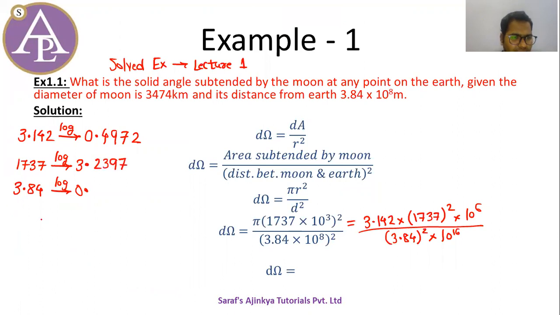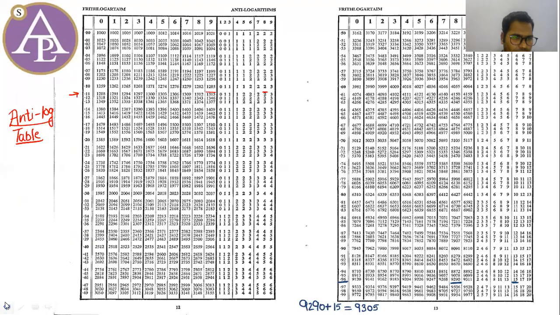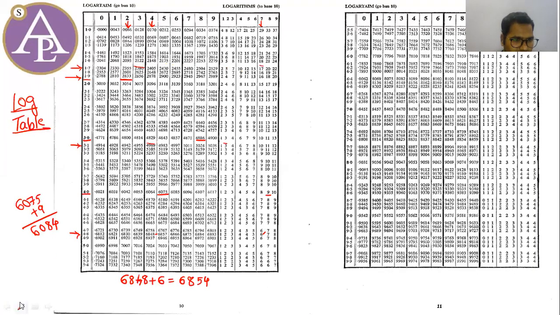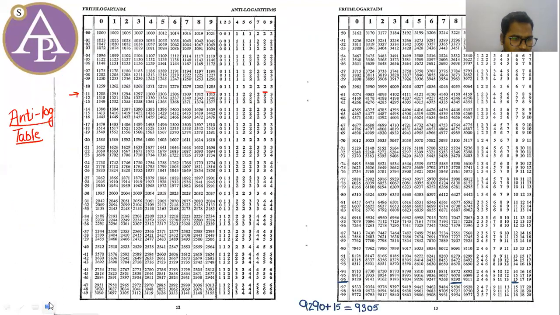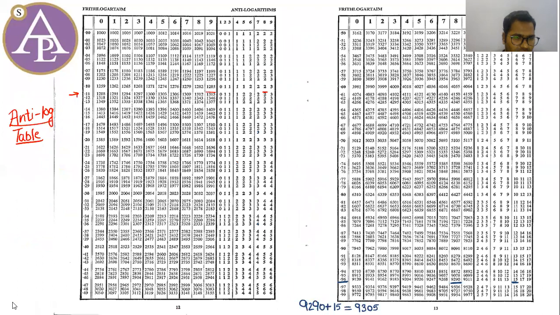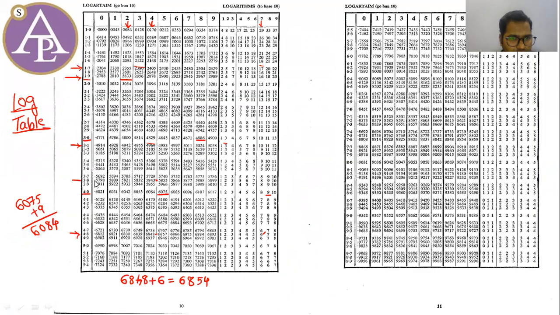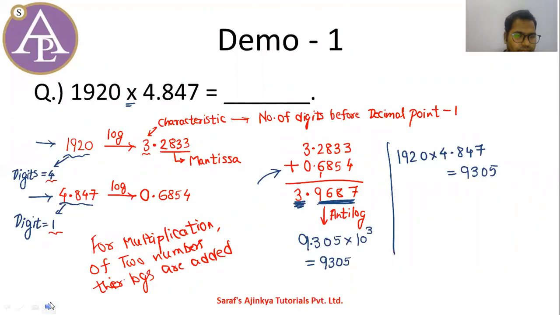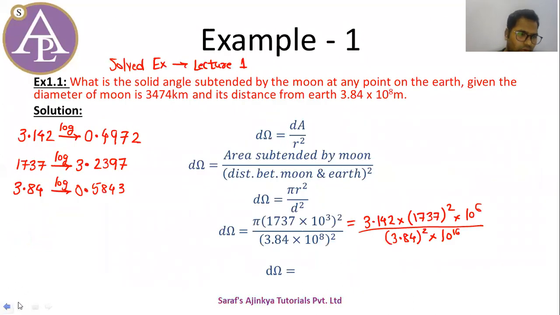2397 and 384. Correct. So 384: where is 38? This is 38 and then this is 4. So 384 is 5843. I'll just confirm. 384 is 5843. Correct. Right, okay.